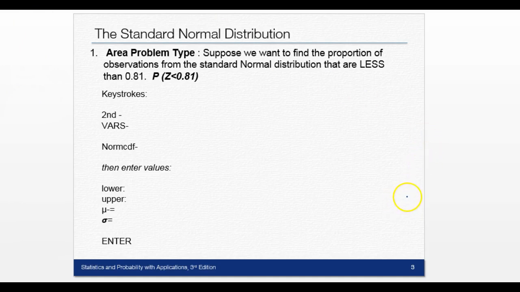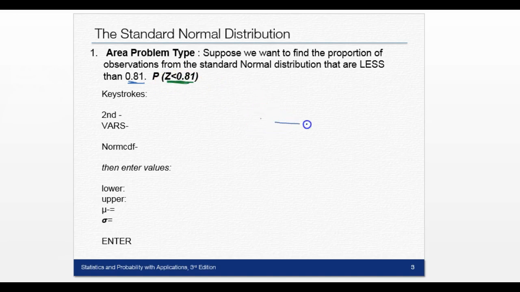All right, so here's one type of problem. It's an area problem. It says, suppose we want to find the proportion of observations from the standard normal distribution that are less than 0.81. The first thing I would tell you to do is draw a picture. Here's your standard curve. It doesn't have to be perfect, but the center is always 0. So it's asking us, what's the probability that the z-score is less than 0.81?